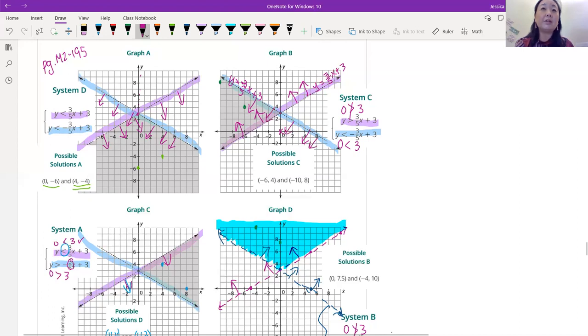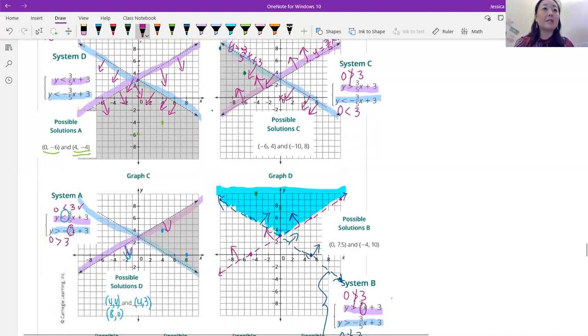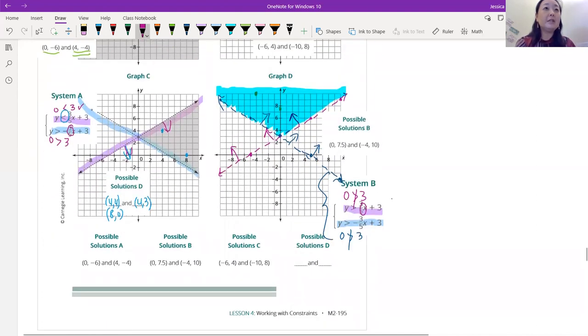So if you notice right here, where does it overlap? Right here in this left area. All of that, and the possible solutions are all in this shaded area. Anything outside of it is not a solution because it has to work for both inequalities. All right, moving on to the C.